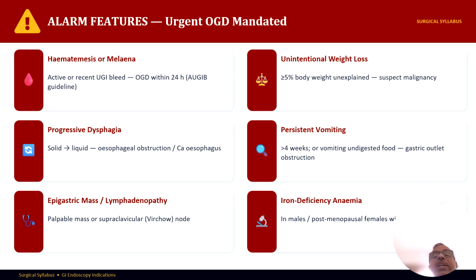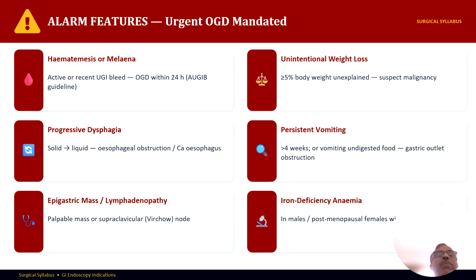And the most important indication of an urgent OGD is hematemesis or melena, either an active or a recent upper GI bleed. In a patient who comes to you with hematemesis or passage of black, tarry, foul-smelling melanous stools, OGDS should be done within 24 hours of the onset of an active or a recent UGI bleed. That is the number one indication of doing an OGDS, within 24 hours of hematemesis or upper GI bleed or melena.